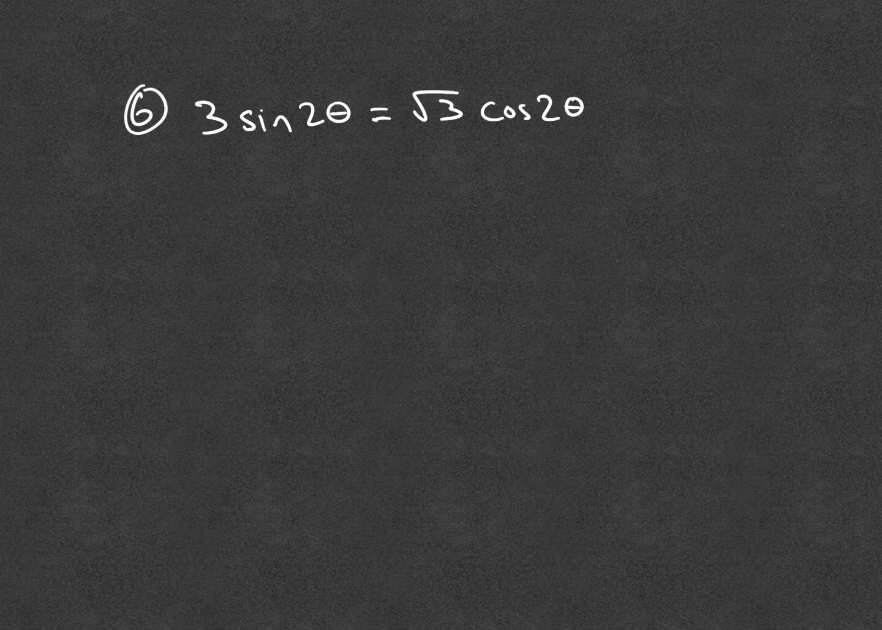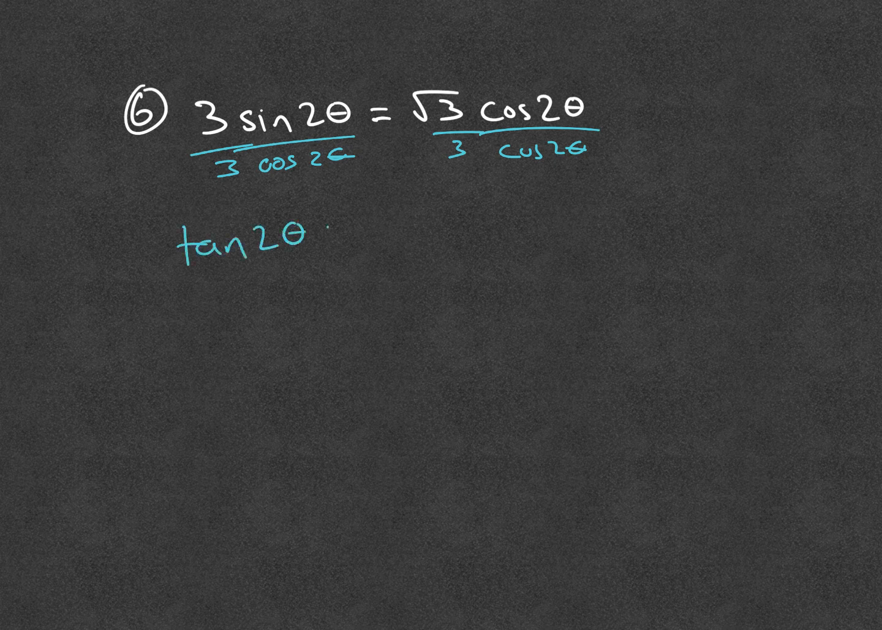All right, we've got time for one more here. 3 sine 2 theta equals root 3 cosine 2 theta. Sort of an interesting one here because what we can do is actually divide to turn this into tangent. Right? There's no adding or subtracting, so we can use division now, and we're going to turn this into tangent. So if I divide both sides by cosine 2 theta, and I also divide by this 3 to get that over here, then I'm going to have tangent of 2 theta equals root 3 over 3.